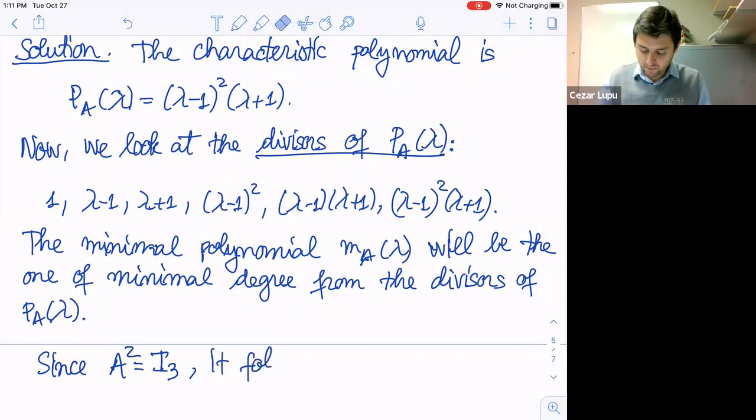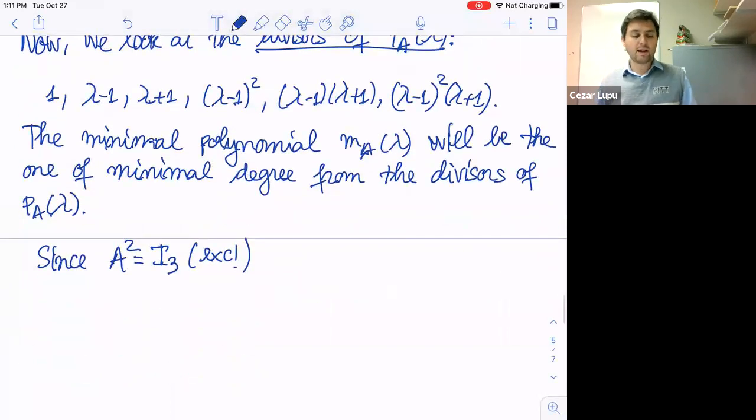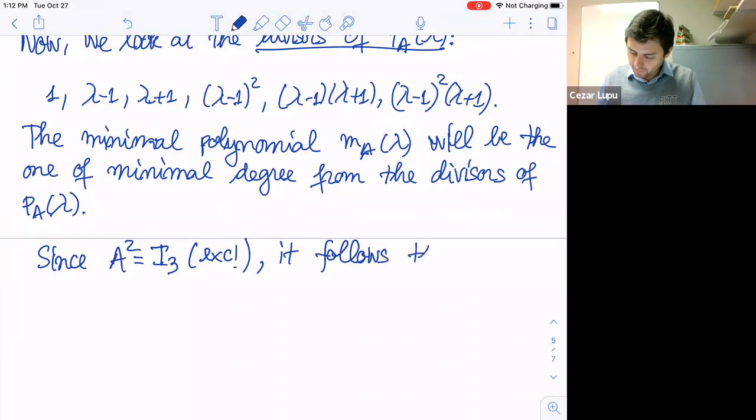In fact, I'll leave this to you as an exercise. Well, it's a pretty easy exercise, but it's worth checking out. Okay. Since A squared is the identity, it follows that A, how should I say it?